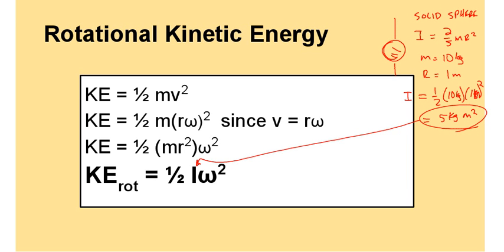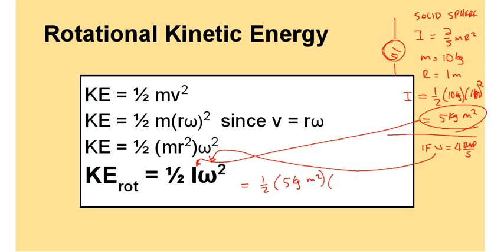If it were spinning at 2 radians per second or 15 radians per second, the faster it's spinning, the more kinetic energy it's got. So just making up a number here, if the angular velocity is 4 radians per second, then I'd want to put that in for omega, and we'd have 1/2 times the 5 kilogram meter squared moment of inertia times the 4 radians per second. Don't forget to square it. And here we'd have 16, 8 times 5, 40, and that would be kilogram meter times a meter.